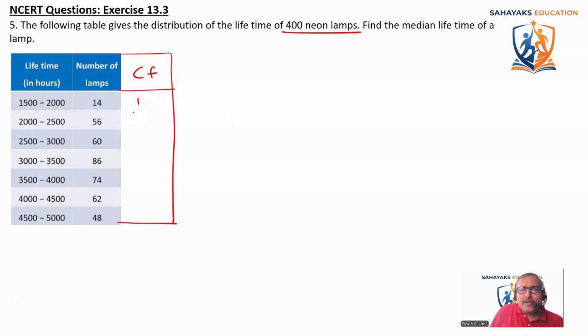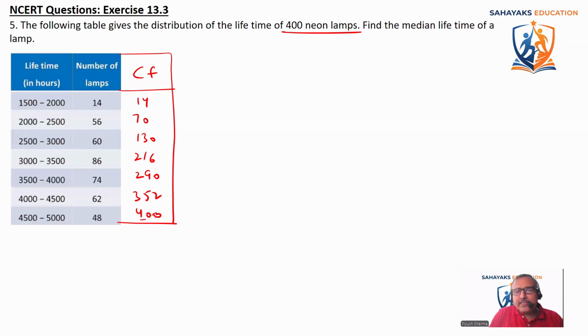The cumulative frequency comes out to be 14. Now 14 plus 56 comes out to be 70. 70 plus 60 comes out to be 130. 130 plus 86 is 216. 216 plus 74 comes out to be 290. 290 plus 62 comes out to be 352. And 352 plus 48 comes out to be 400.